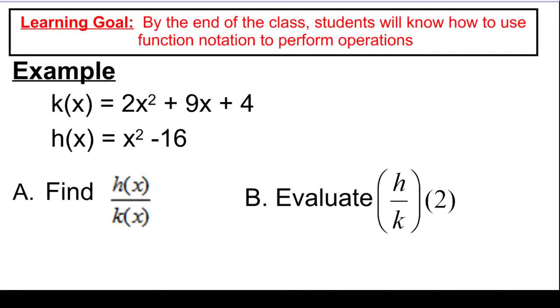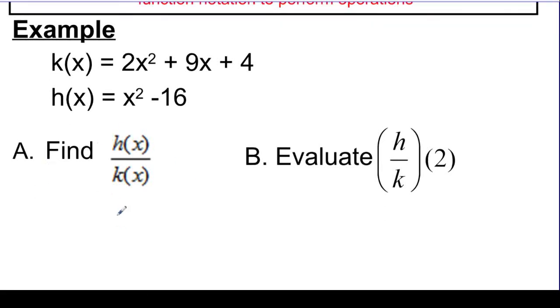Same idea. I'm saying let's do h of x over k of x. So first thing we're going to do is set this up, and h of x goes on top. That is x squared minus 16. Be careful. H of x was written second, but they asked for it to be in the numerator, so we have to make sure that goes on top. The bottom is going to be 2x squared plus 9x plus 4.